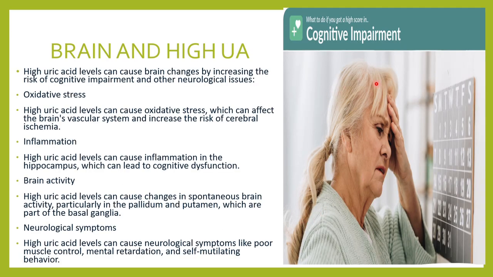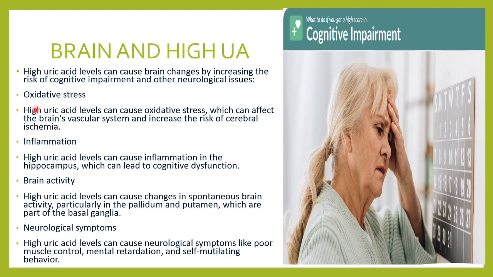It also causes changes in the brain. Increased uric acid is capable of causing changes in the brain, and that is because of oxidative stress. Because of this oxidative stress, it will damage the cells there, and it can cause cognitive impairment and neurological issues. It can cause inflammation in the brain and alter the brain activity. It can also cause neurological symptoms like poor muscle control, mental retardation, self-mutilating behavior, etc.